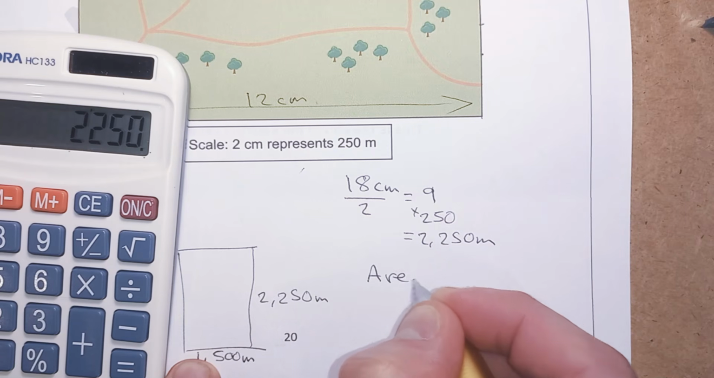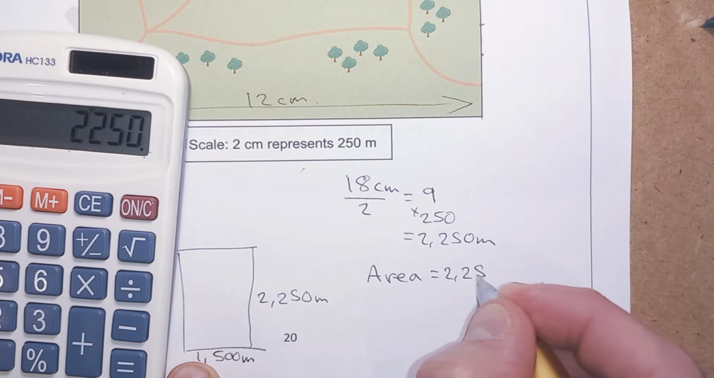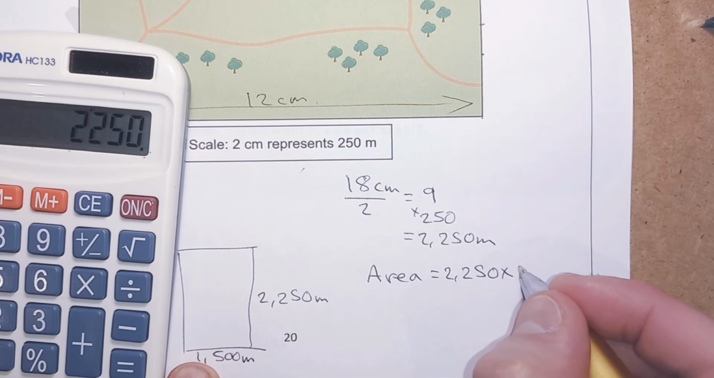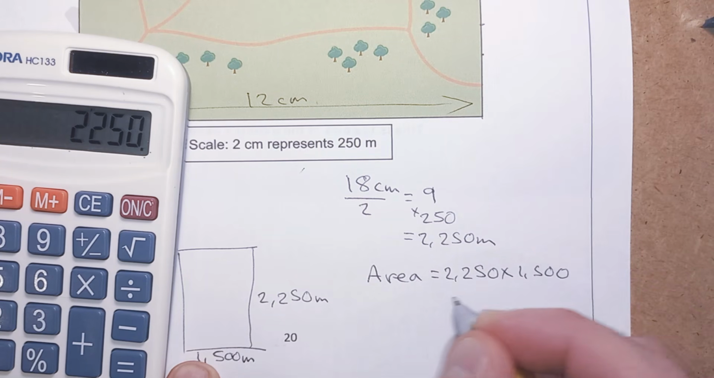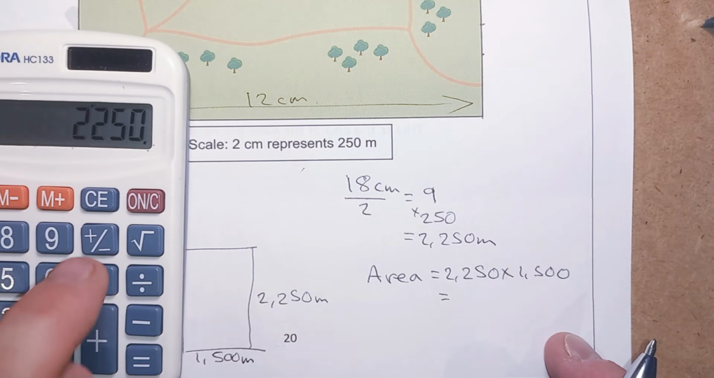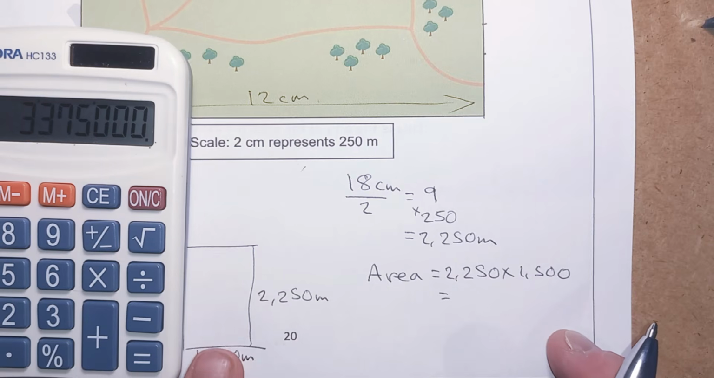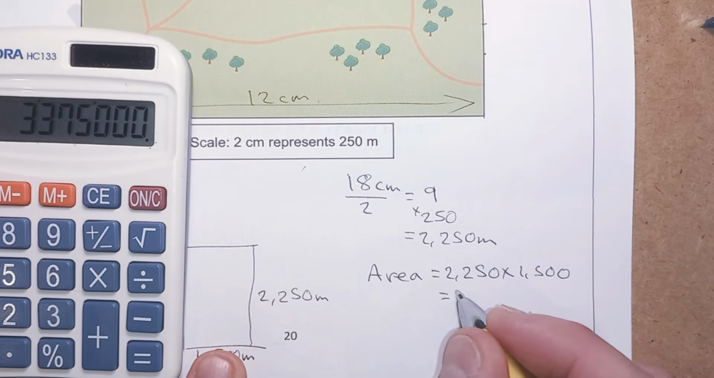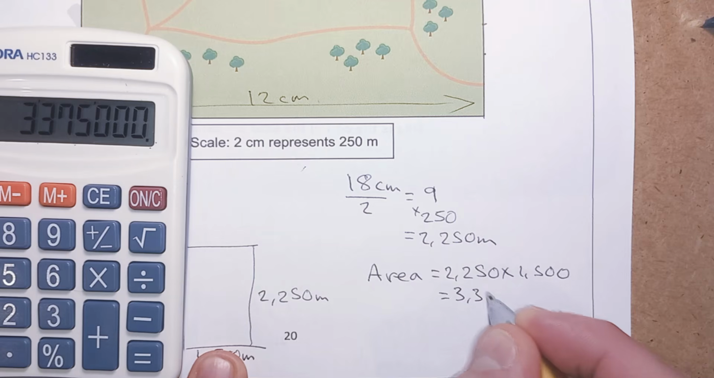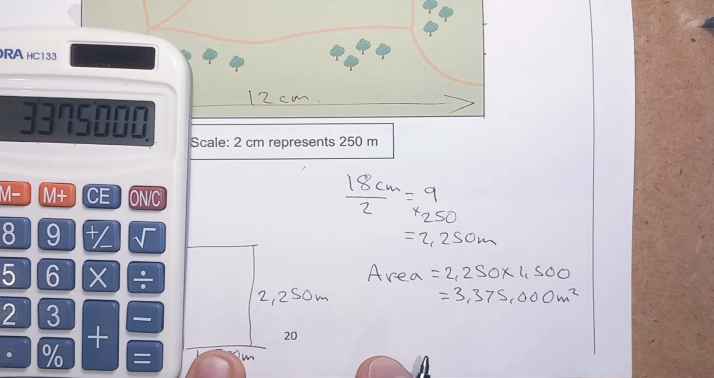So the area is going to be these two multiplied by each other. Doesn't matter which order you put them. I've already got that in my calculator, so I'll leave that there and multiply it by 1,500. And we get 3,375,000. Okay, now that's metres squared.